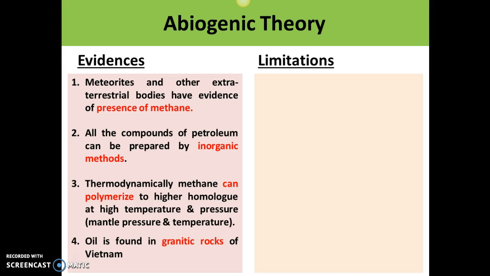However, for the abiogenic theory, there are limitations on the mentioned evidence. Okay, first, as I mentioned earlier, although they found the presence of methane in the meteoric crater, such as in Siljan, Sweden, after the drill, they didn't find any hydrocarbon accumulation in the crater. Therefore, they concluded that this theory is unpredictable.